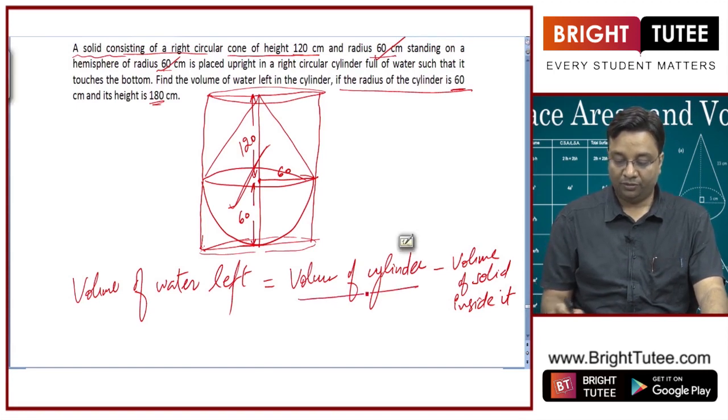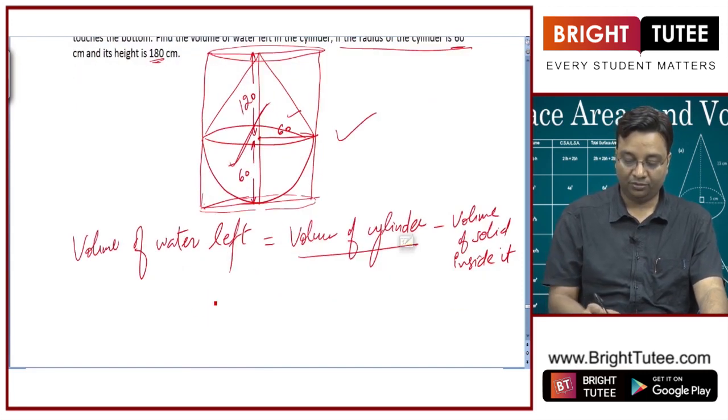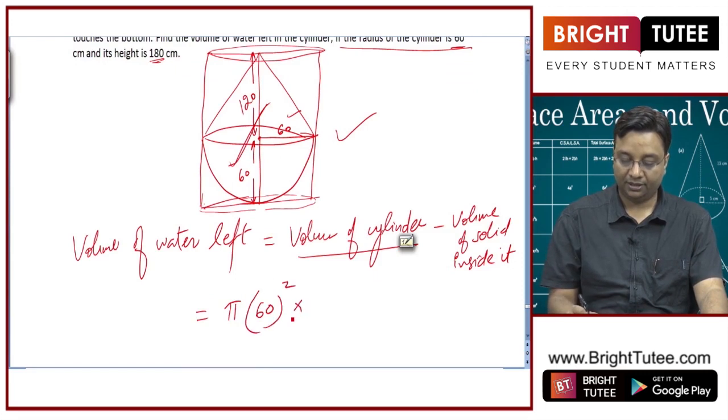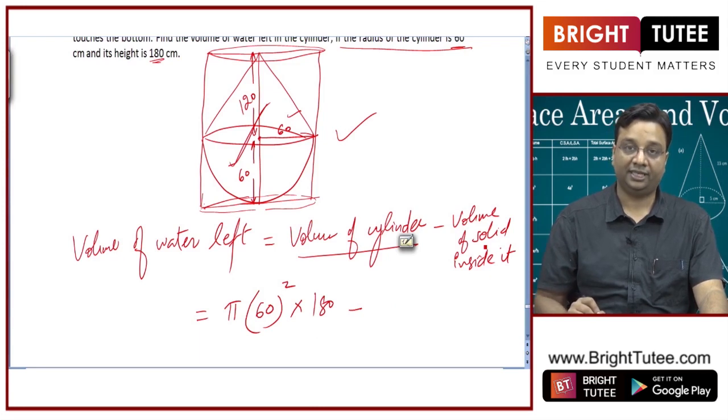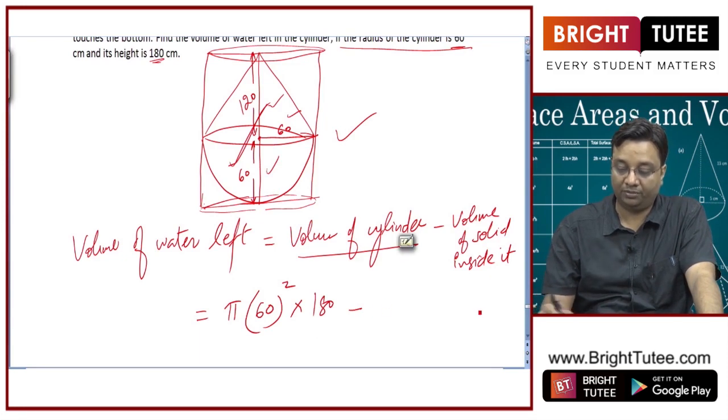So what is the volume of this cylinder? We know its radius, it is 60. We know its height, it is 180. So volume of cylinder is pi r square into height 180 minus volume of solid inside it. This solid has got two parts, hemispherical part and conical part. So we need to subtract both the parts. So let's put a bracket here.